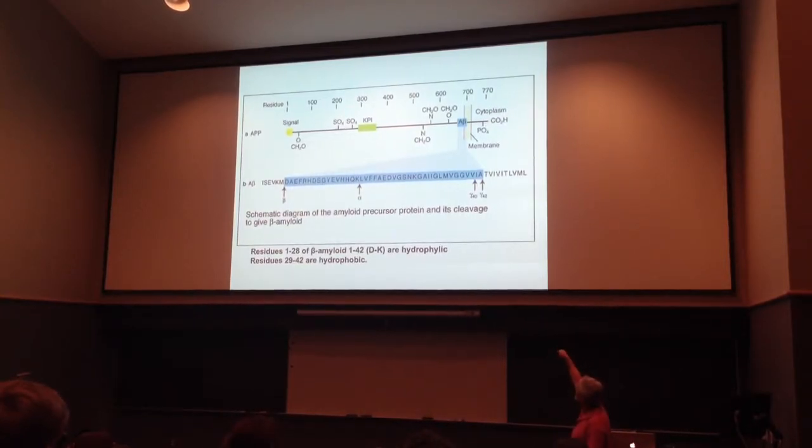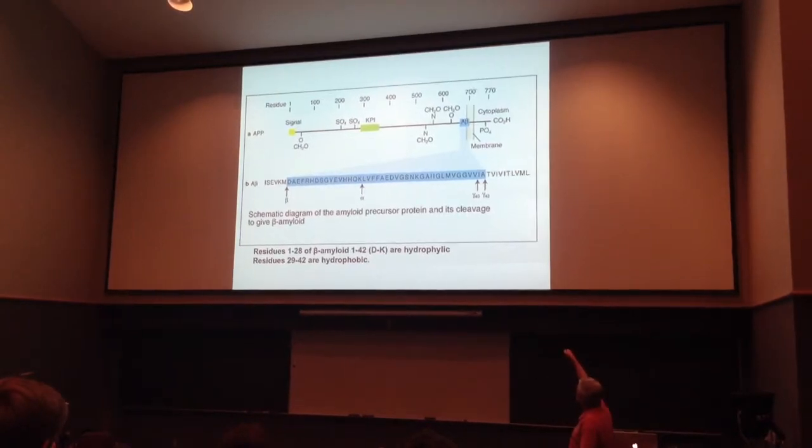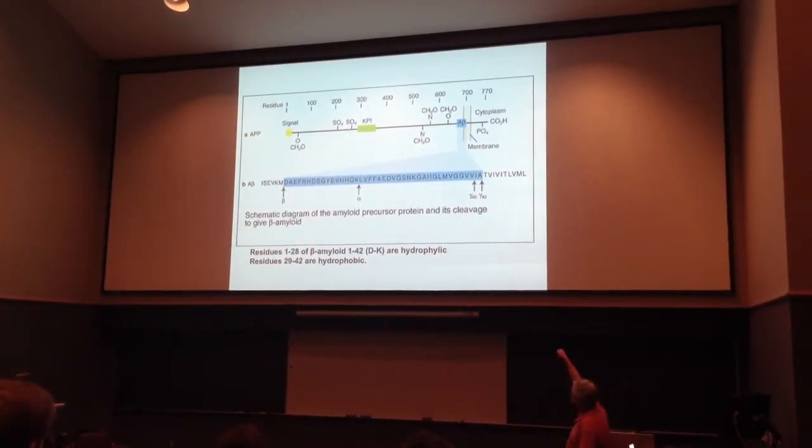That's APP. Here's the A beta portion. Remember that beta amyloid peptide is about 40 to 42 amino acids, and that's the blue region here. This is the APP protein. There's a single helix that goes through the membrane.